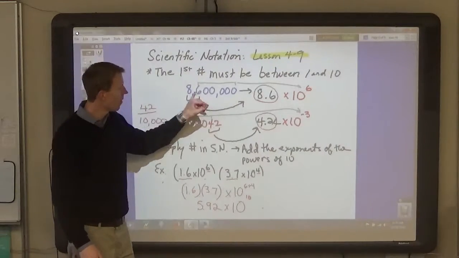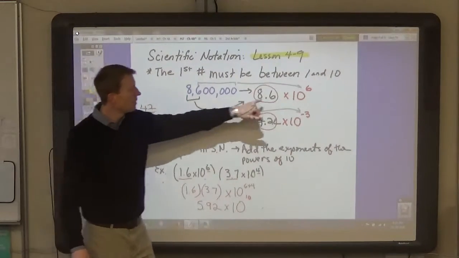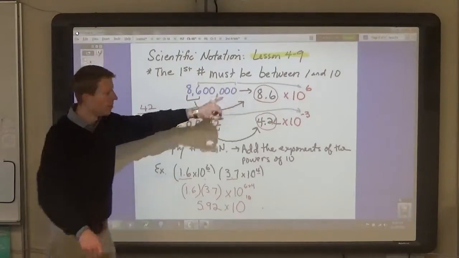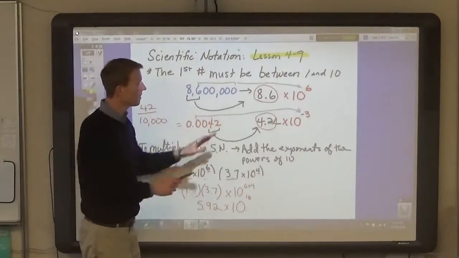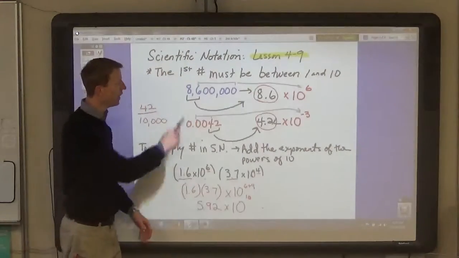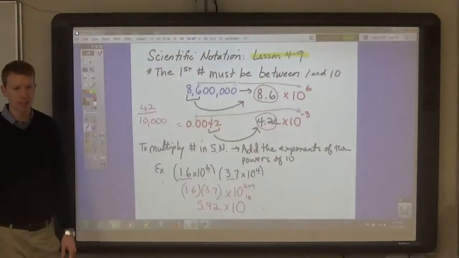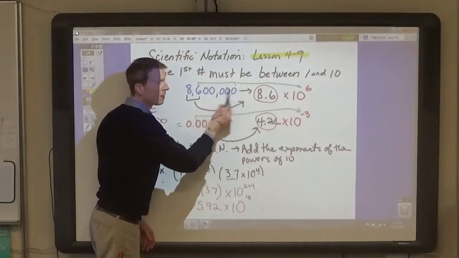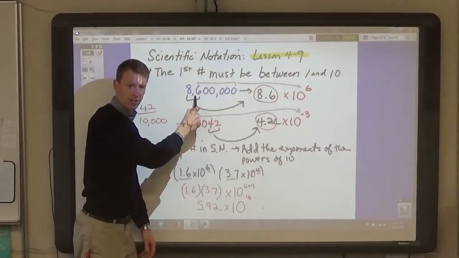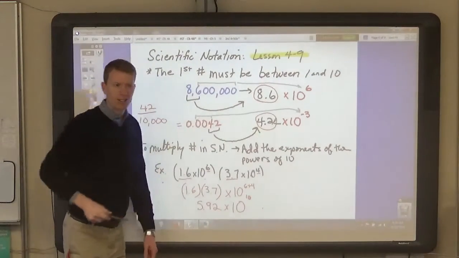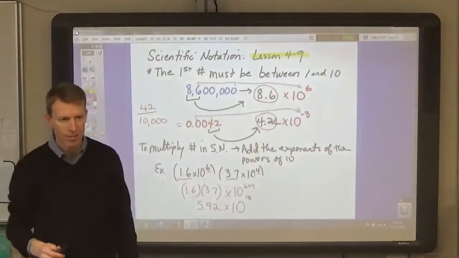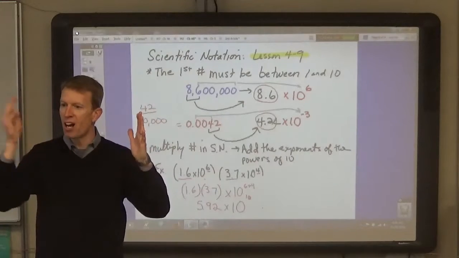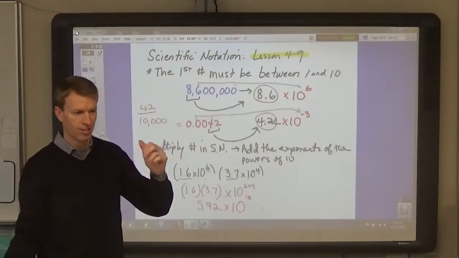And so we know that this number times 10 to the 6th power are equal. 8.6 times 10 to the 6th power is equal to 8,600,000. We use the 6 because there are 6 places behind the decimal point. Okay? Does that make sense? You with me? 6 places behind the first digit, so we use 10 to the 6th power.